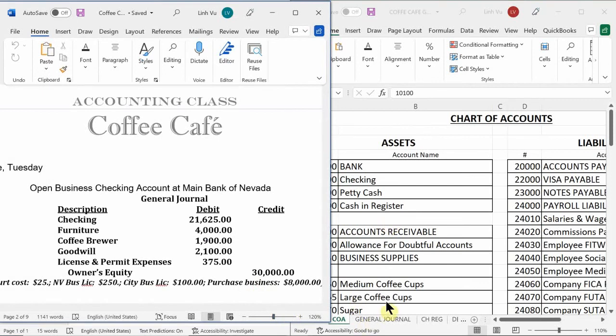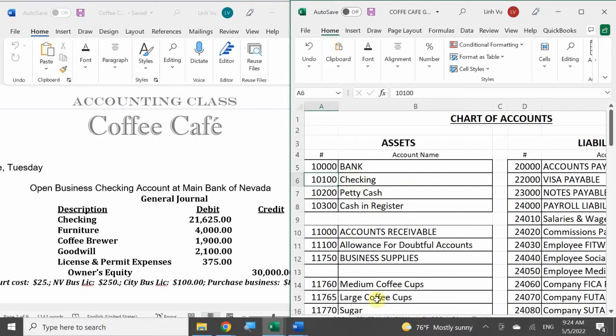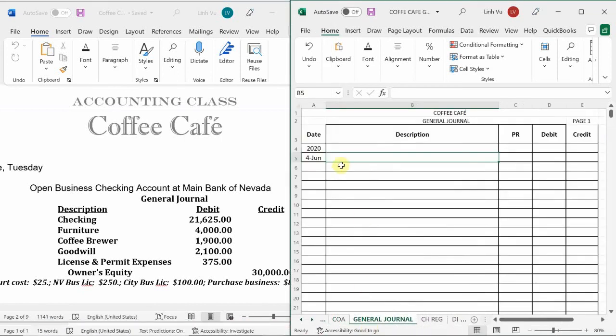Okay, so let's go into our journal. We recognize we have a checking account, 10100. That's the first thing we're going to do: deposit money into our checking account.